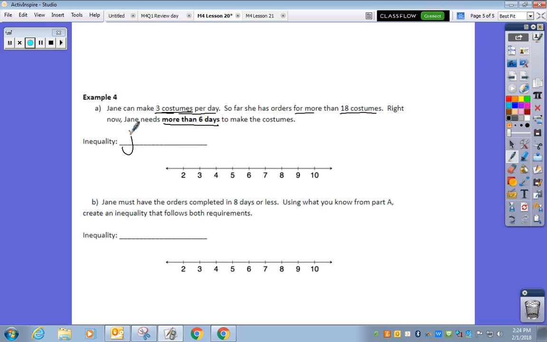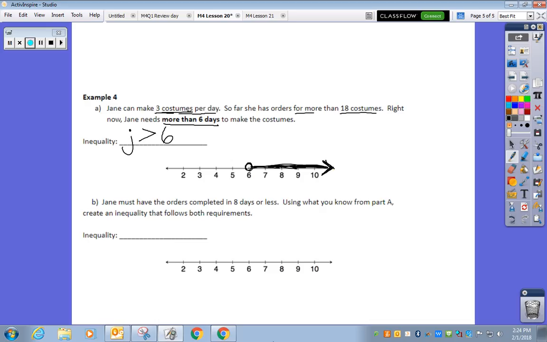So Jane, more than means greater than 6 days. So to graph this, I would put an open circle at 6, because she needs more than 6, because she has more than 18 costume orders. And then I'm going to shade to the right for numbers more than 6.